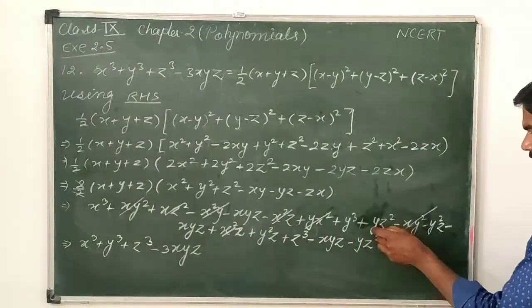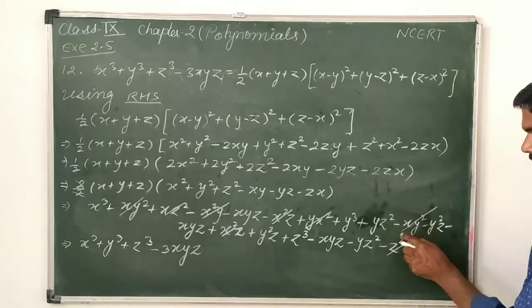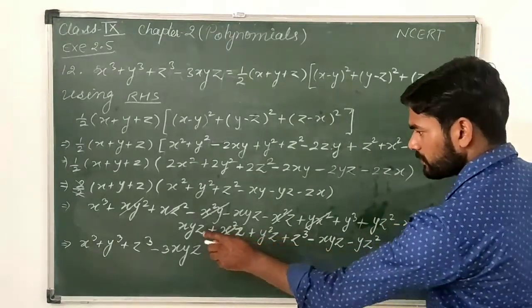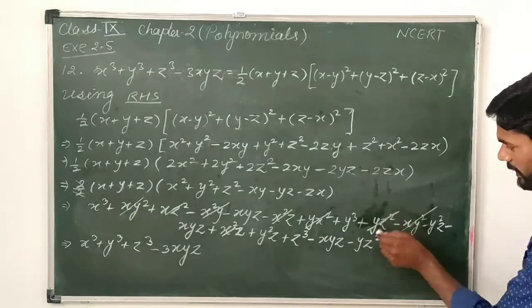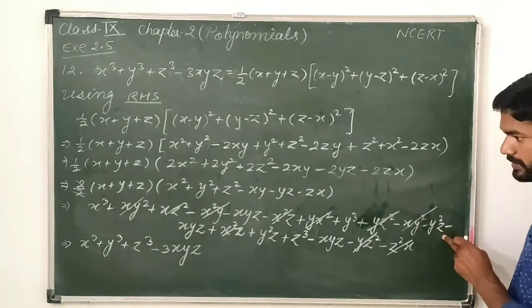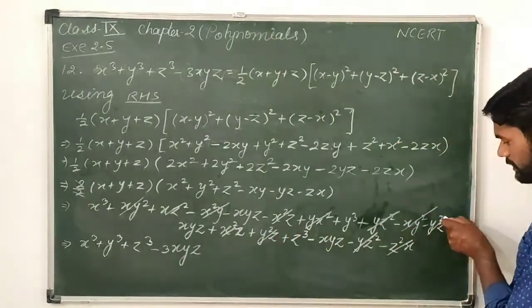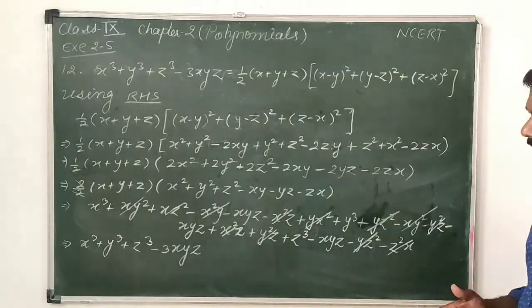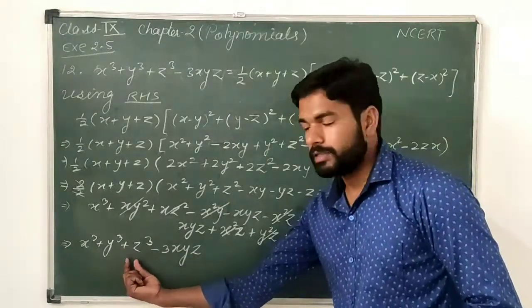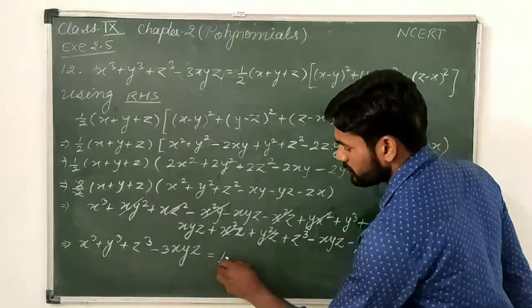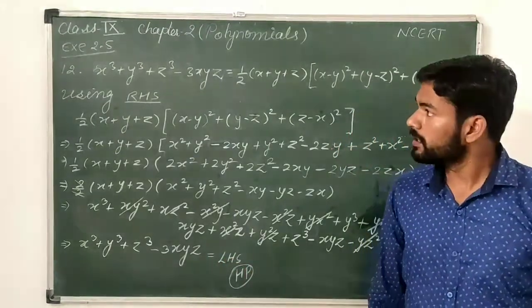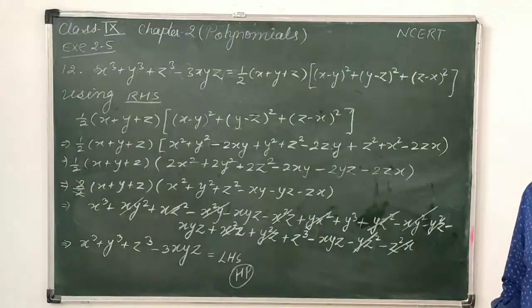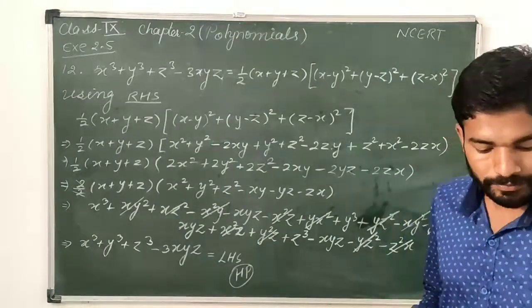Next, yz square, yz square, and yz square. Sorry, where is yz square? The second yz square, minus y squared z and plus y squared z all have cancelled by each other, and the remaining is this only. So it is equal to LHS, hence proved. Okay students, so it is the answer of our 12th question. Clear? Next.